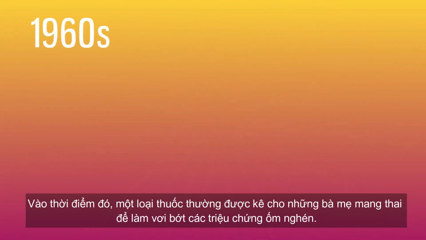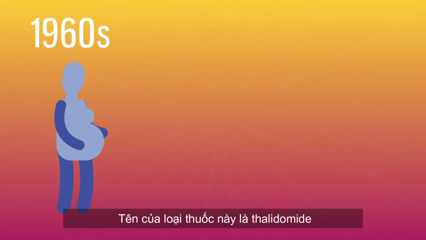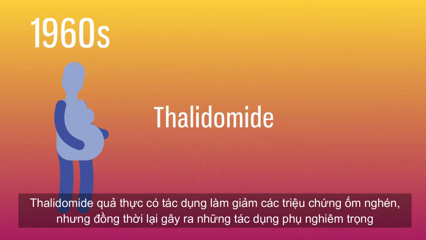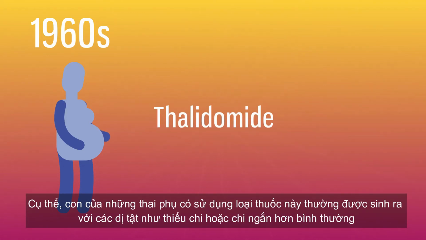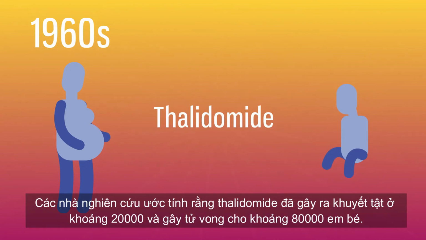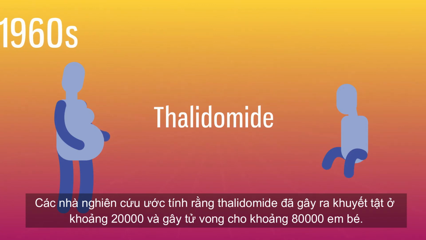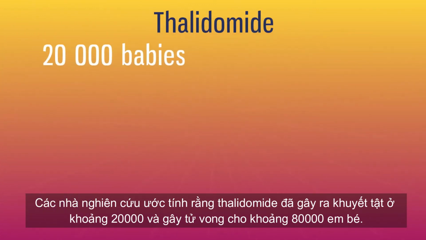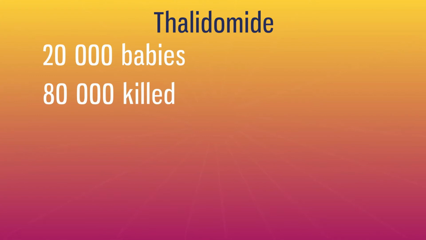In the 1960s, a drug was prescribed to pregnant women to lessen the symptoms of morning sickness. The name of this drug was thalidomide. The drug did indeed lessen the symptoms, but it had some severe side effects. Children of women who had taken thalidomide whilst pregnant were born with shortened or absent limbs. The use of thalidomide caused deformities in an estimated 20,000 babies and killed 80,000.